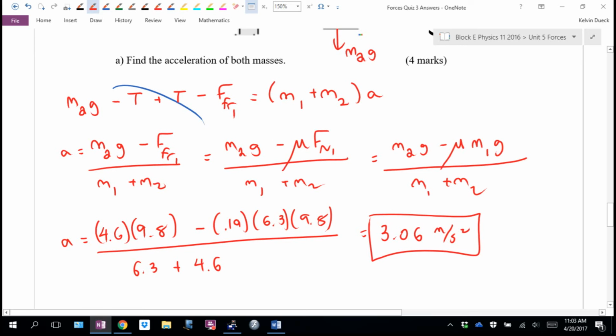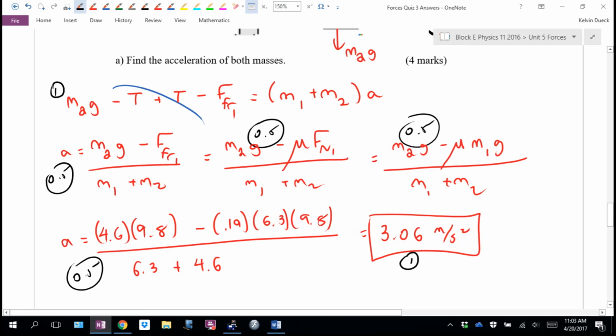If you got that, 4 out of 4. Otherwise, I'd probably, let's see, 1, 2, 3, 4, 5, yeah, okay. I'd probably go something like 1 mark for that, half mark for that, half mark for that, half mark for that, 1.5, 2.5, 3, 4, I don't know, something like that.